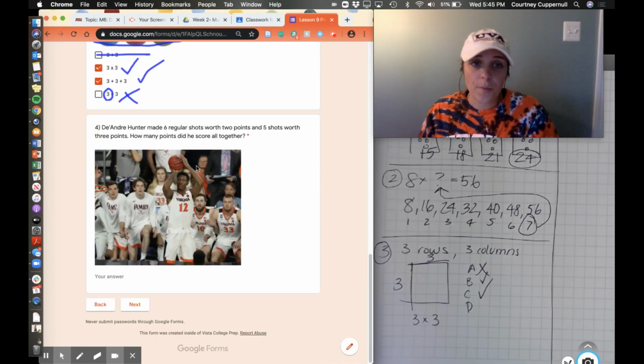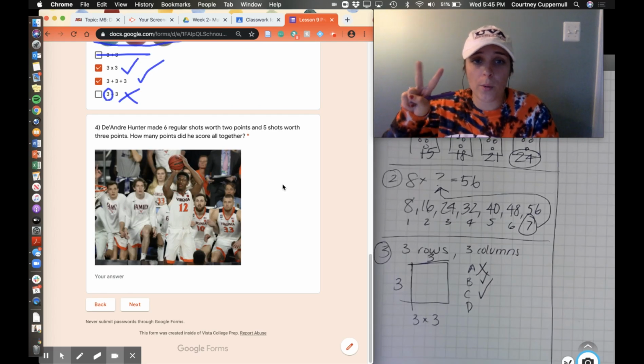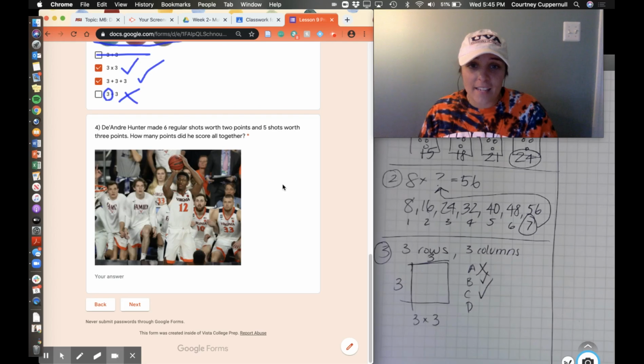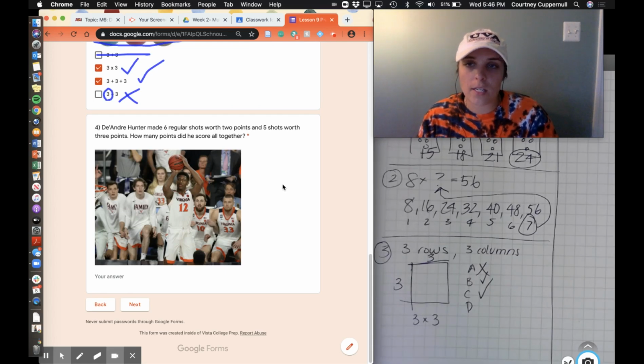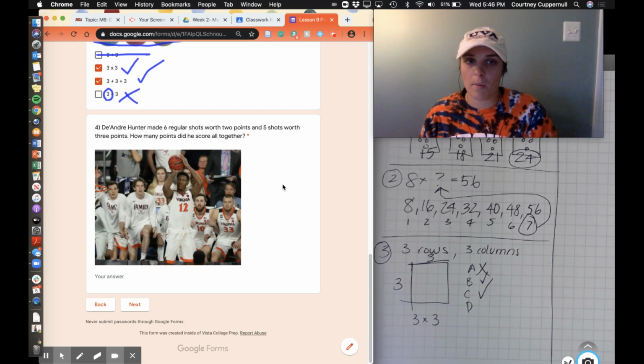So DeAndre Hunter, and this is true, he made 6 regular shots worth 2 points and 5 shots worth 3 points. How many points did he score all together? What do you notice about this story problem? What do you notice about the groups of? Giving you some time to think.